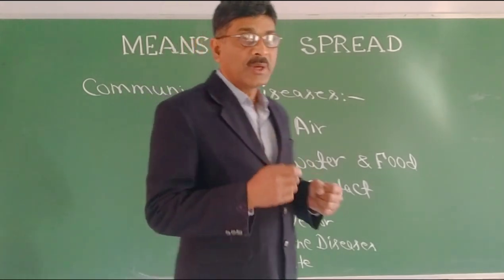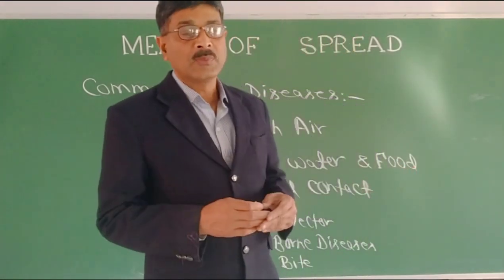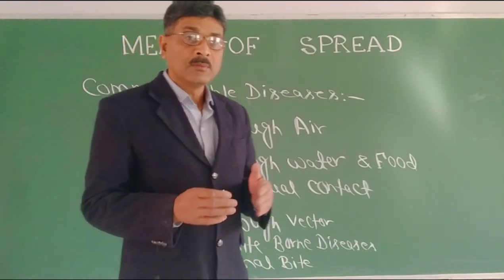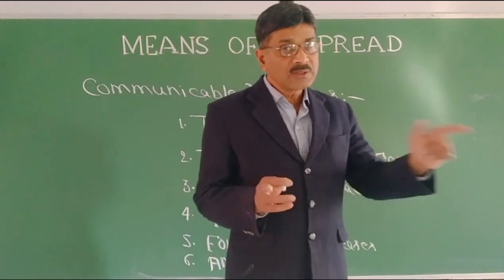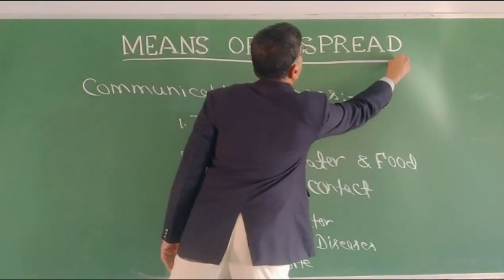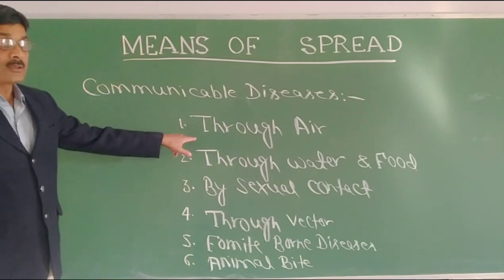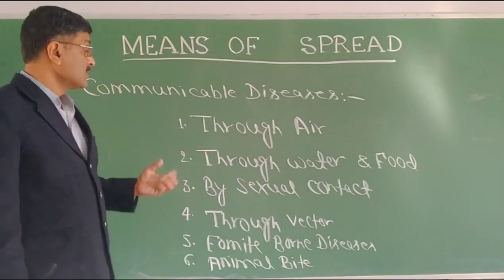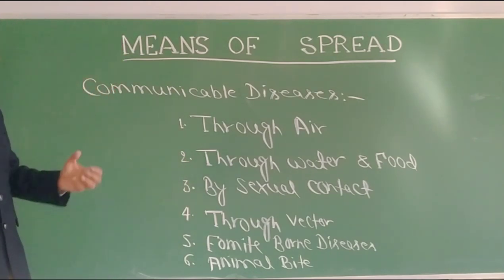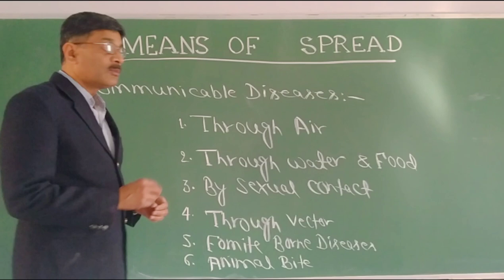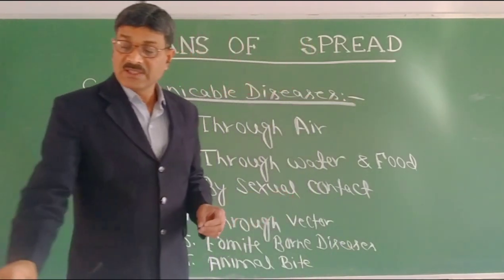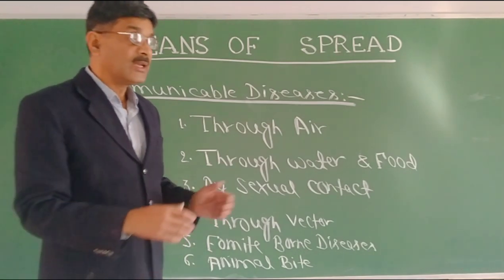These are the various means through which the pathogens, the microbes, the disease-causing organisms spread from a diseased person to a healthy person. The means of spread may be air, water and food, sexual contact, vectors, and animal bite. Most of the communicable diseases are spread through air.